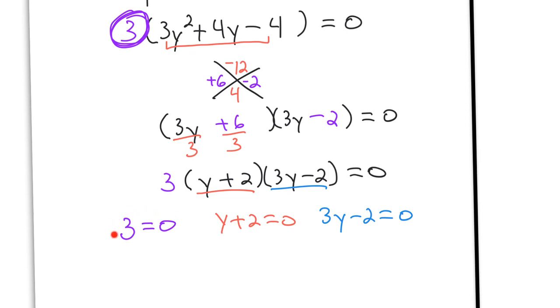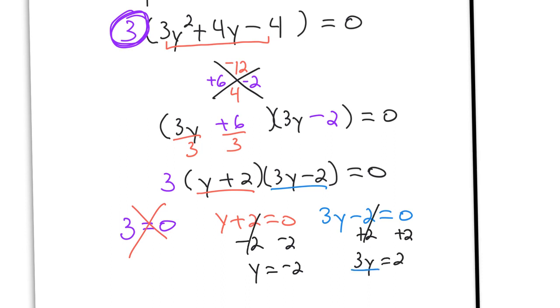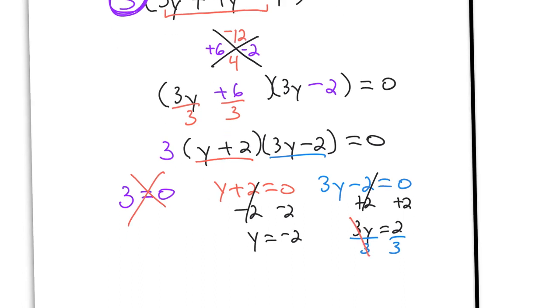So going back to this one, 3 equals 0. Nope, that is false. We cannot solve, so we ignore it. And over here, I subtract 2 from both sides, so y equals negative 2. Over here, I add 2 to both sides, so 3y equals 2. Divide by 3. This turns into 1. So my y value equals 2 over 3. So my two answers will be negative 2 and 2 over 3.